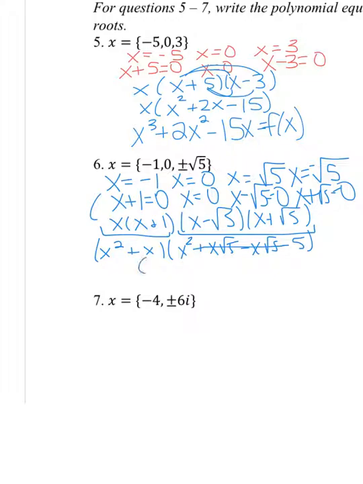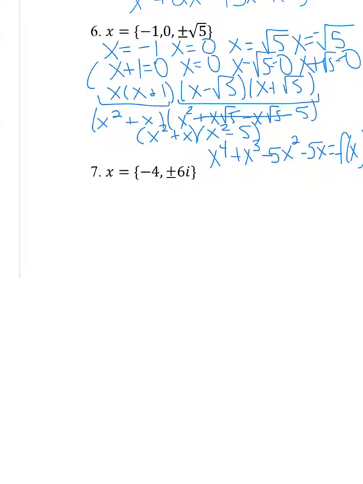So I'm multiplying now x squared plus x times x squared minus 5, and I get my final answer of x to the 4th plus x to the 3rd minus 5x squared minus 5x, and that is f of x.